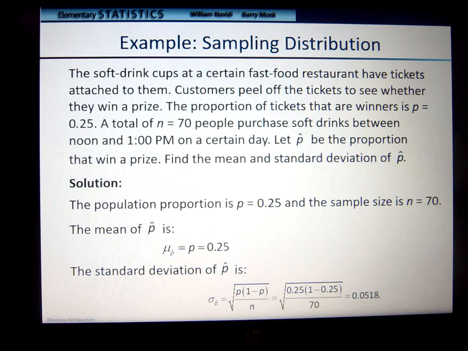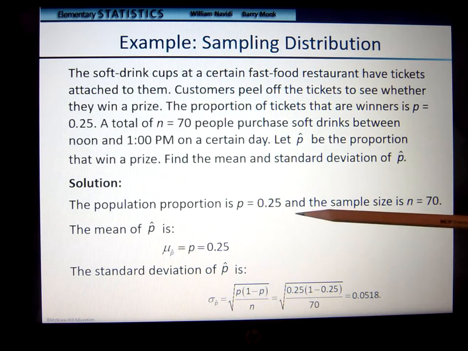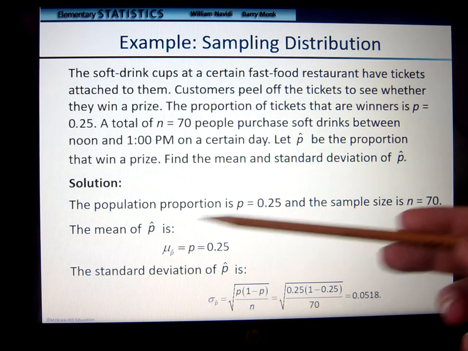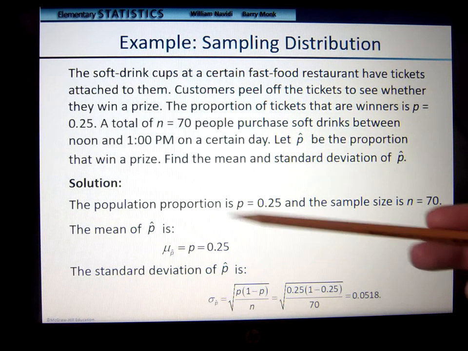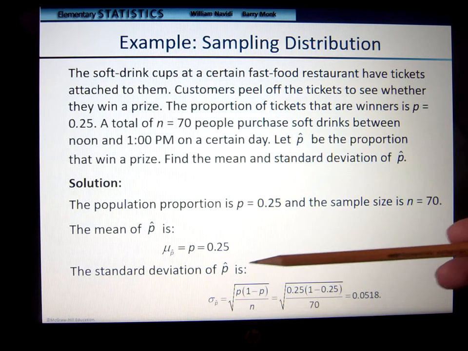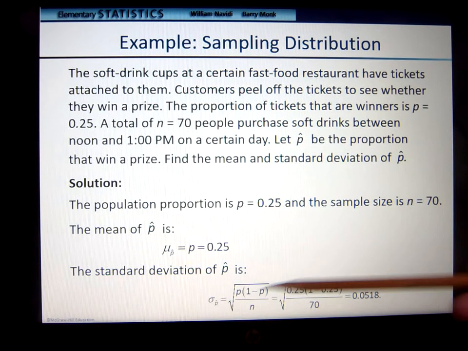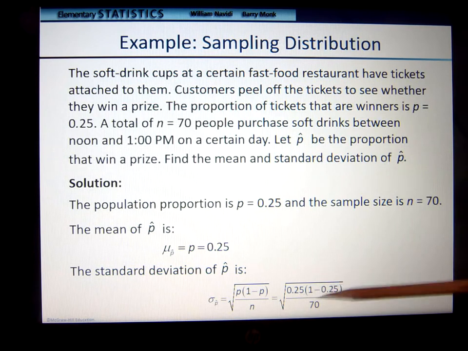So the population proportion is 0.25 and the sample size is 70. The mean is also going to be 0.25 because it equals the population proportion. The standard deviation is going to be the square root of 0.25 times 0.75 divided by 70, and you will get a standard deviation of P hat of 0.518.